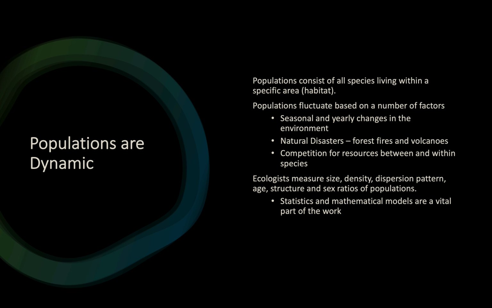Natural disasters like forest fires and volcanoes, and competition for resources between and within species, which we've also talked about a lot, both in lecture and lab. Ecologists measure size, density, dispersion pattern, or basically where they're located, age, structure, and sex ratios of populations. Statistics and mathematical models of this are a vital part of the work that ecologists do.